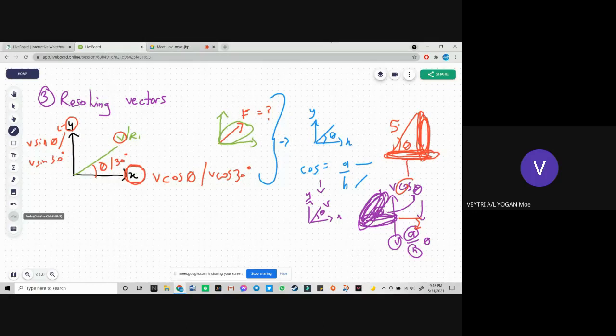Why? Cos is adjacent over hypotenuse. Sin is opposite to the angle over hypotenuse, which means you already have the value of the hypotenuse. To find cos theta, the X component, is the adjacent's value. To find sin theta is the opposite's value, which is this one, the Y component. Do you guys get the idea? If not, please stop me and ask, because this chapter 2 topic is 100% going to come out. That is the trick for chapter 2. Any questions for this?